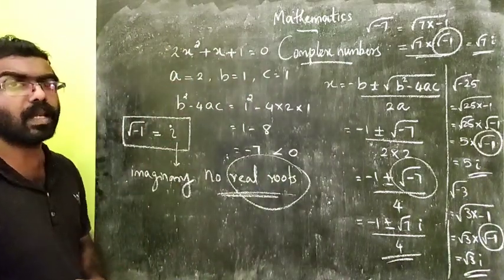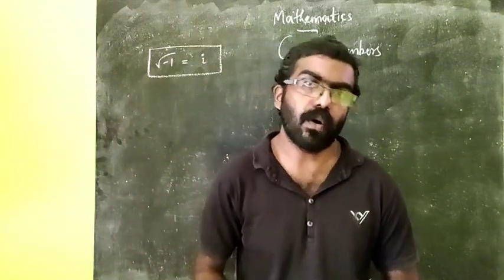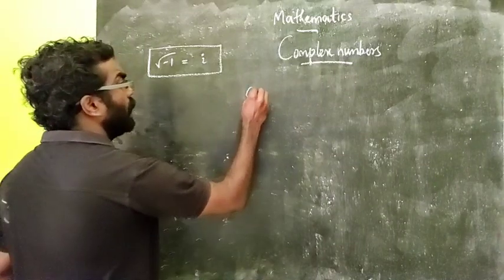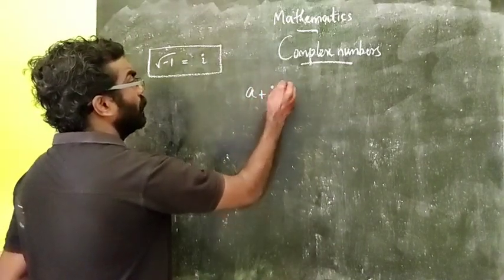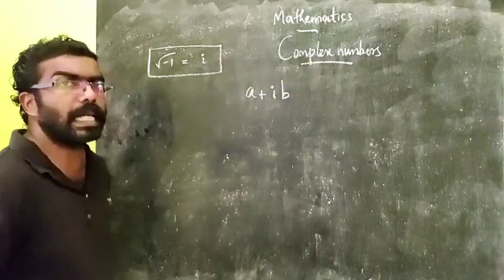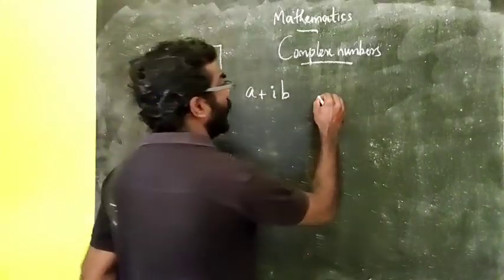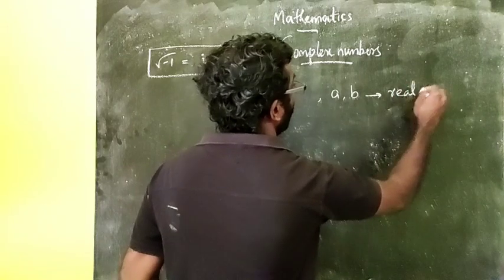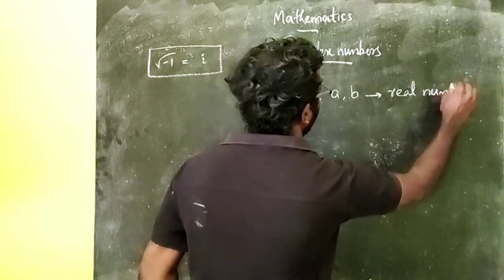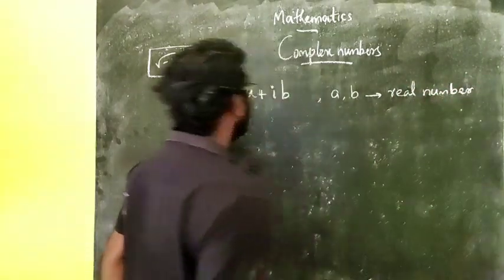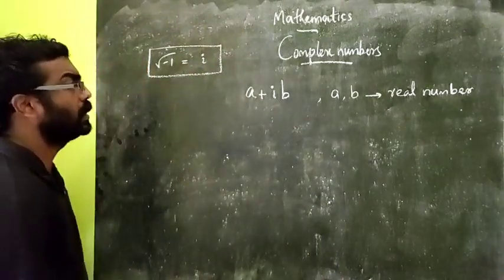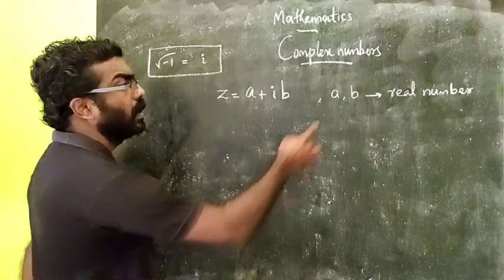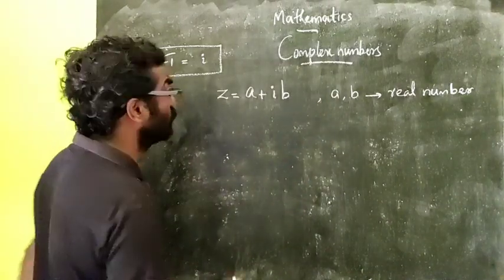i. Okay, now we can define a complex number. A number of the form a plus ib, where a, b are real numbers, is defined to be a complex number. Normally complex numbers are denoted by z. z is equal to a plus ib, where a, b are real numbers.